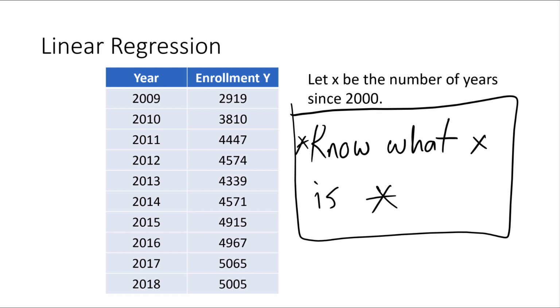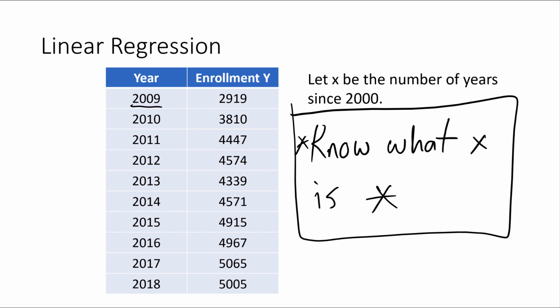So it'll always say, let X be something. In this case, it says, let X be the number of years since 2000. It could say, let X be the year, or it could have said, let X be the number of years since 1990. Whatever it is, that's going to determine how we find our X values, and that's going to be really important.